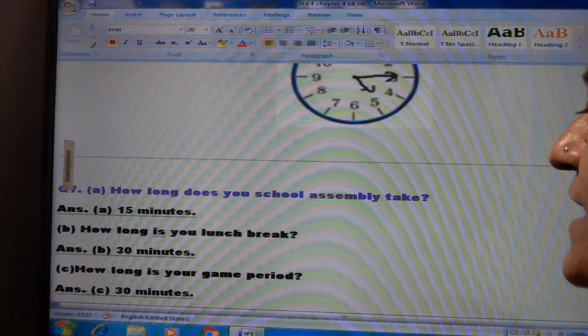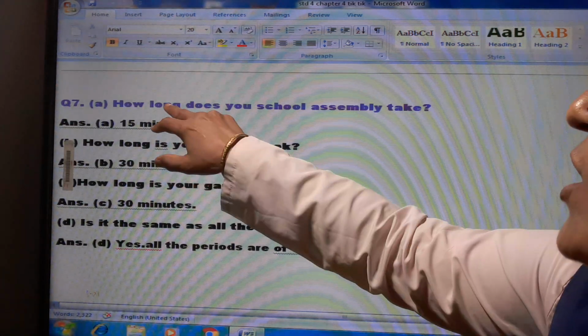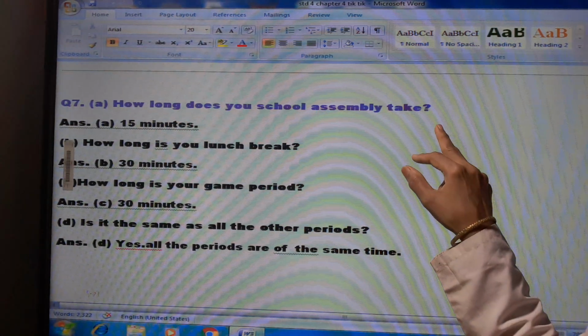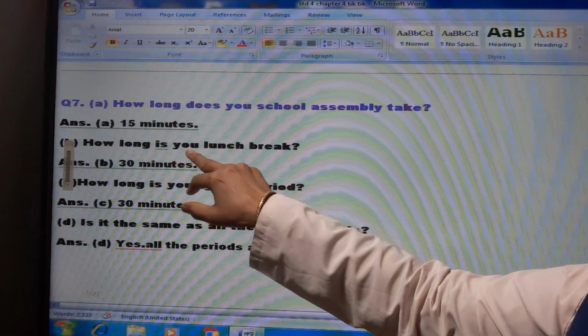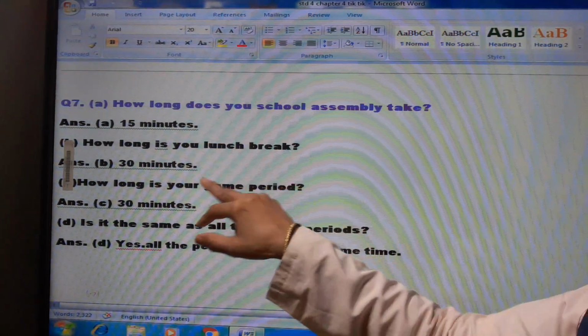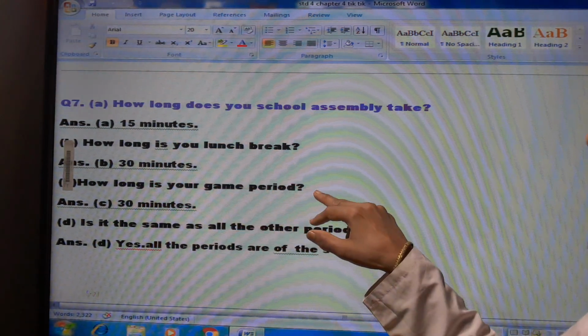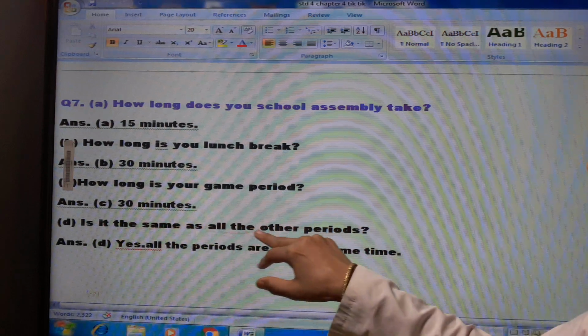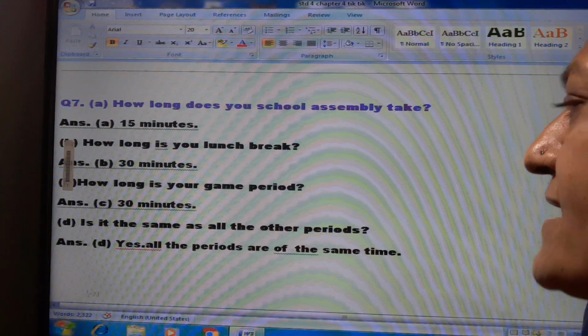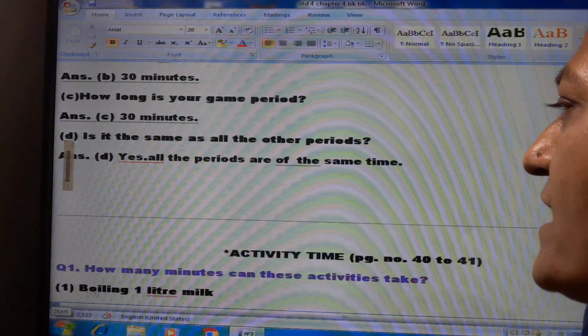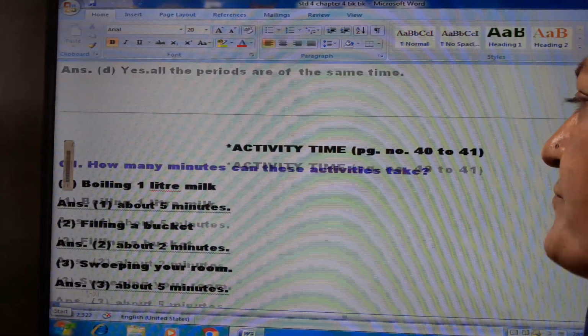Now question number 7. How long does your school assembly take? It is 15 minutes. How long is your lunch break? 30 minutes. How long is your game period? 30 minutes. Is it the same as the other periods as well? Yes, all the periods are of the same time.